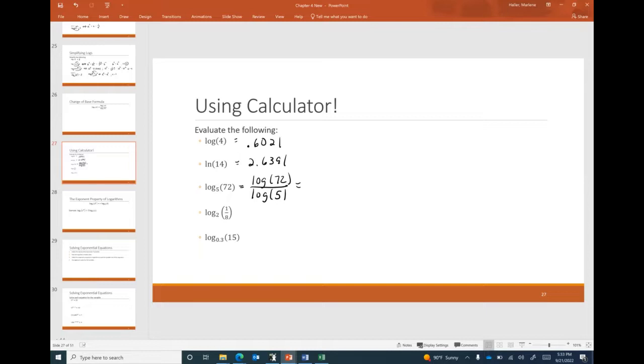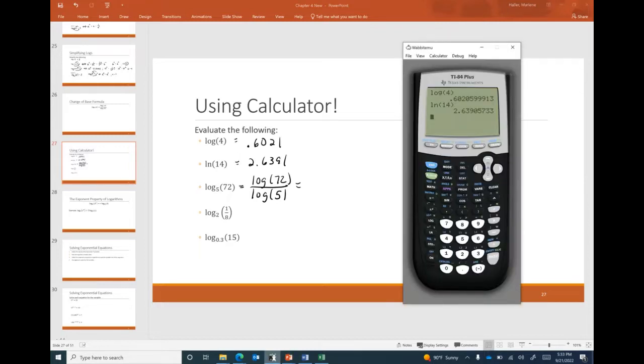Now this ratio is something that I can plug into the calculator and find out what it is. All right, let's use our common log here. Log of 72 divided by the log of 5.